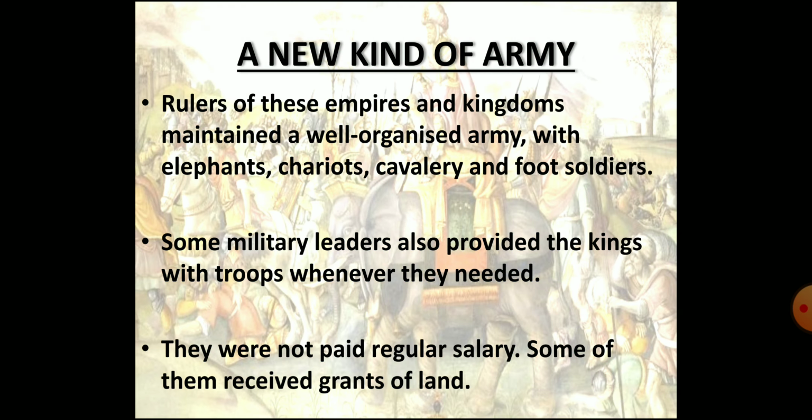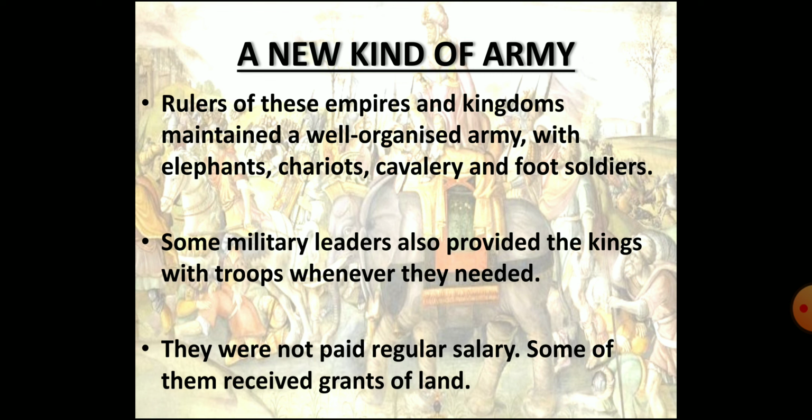Now let's talk about the army maintained in these kingdoms and empires. Children, we know that the earlier rulers maintained their armies with elephants, chariots, cavalry means soldiers who rode horses, and foot soldiers. The rulers of these new kingdoms and empires also maintained such well organized armies. Other than that, the kings were provided troops by some military leaders whenever the kings needed. These military leaders did not get regular salaries from the kings.